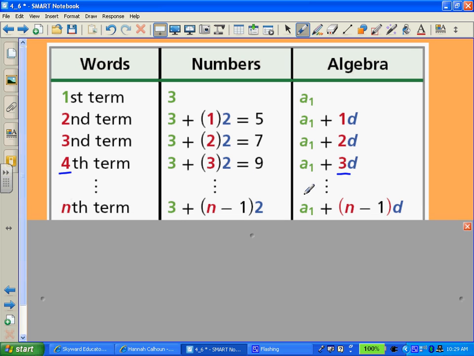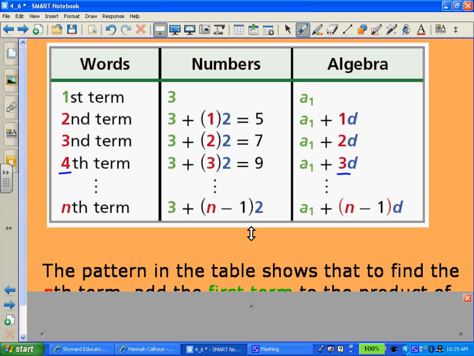So if we're looking for the nth term, it would be my first term plus n minus 1. Okay, so we were looking for the fourth term, we needed 3 common differences. So any term that we're looking for, we're going to need 1 less common difference than the term number. That's where you get n minus 1 times d.